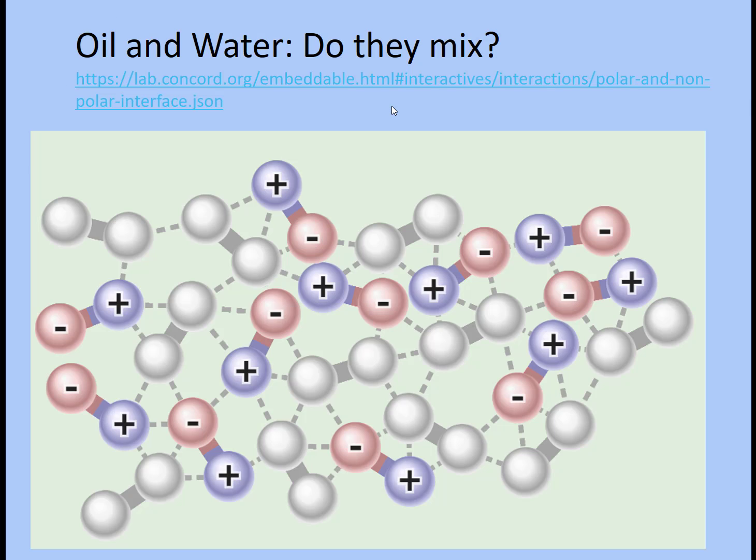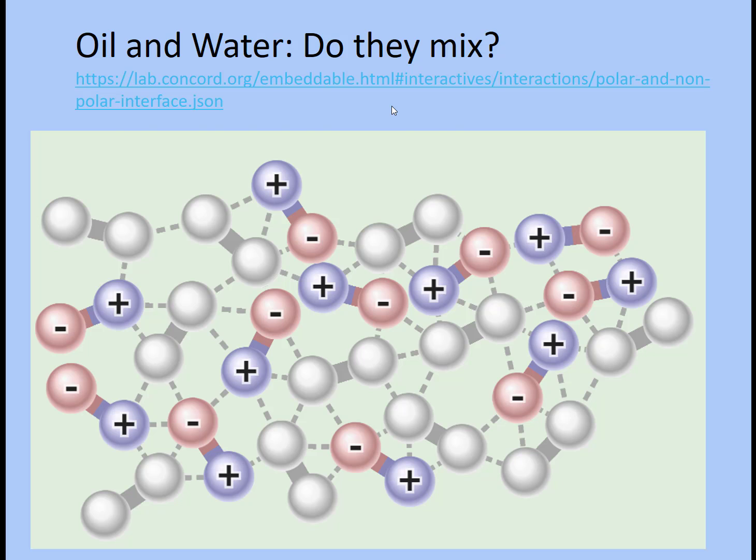Oil and water, do they mix? Let's look at a little simulation. So we have water that's represented as the plus and the minus. And just for simplicity's sake, they just have 2 atoms there, even though we know that water has 3 atoms involved. And then we have oil, which is a very, very long, skinny molecule that is nonpolar. And so that's why you don't see the plus and minus on the oil.